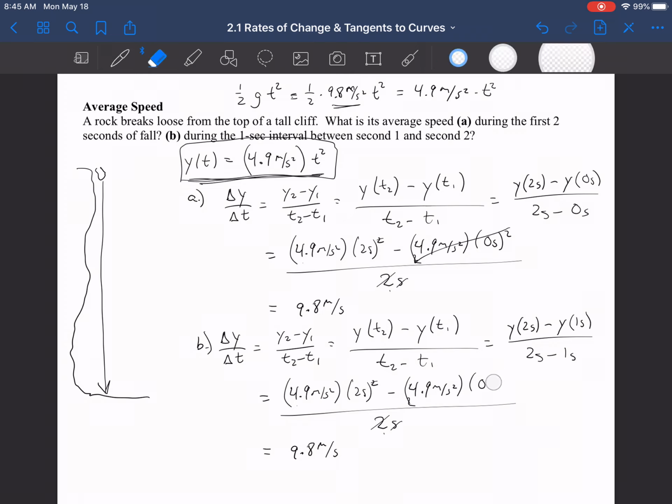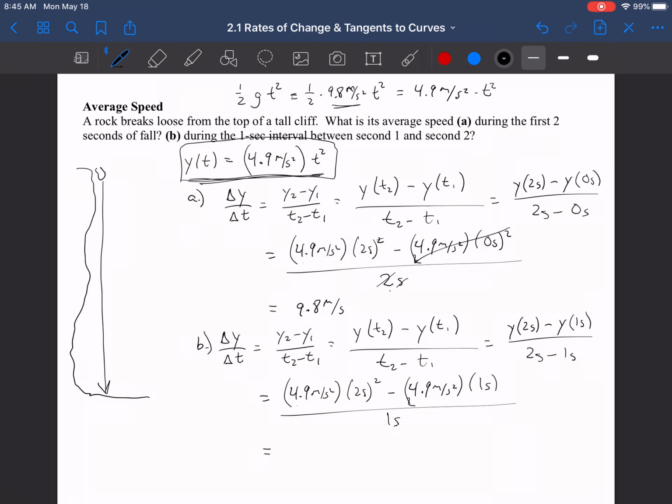This over here is not going to go to 0. It's 1 second. And this down here is 2 minus 1 now. So this is 1 second. And so when we do that, what ultimately ends up happening is we have 4.9 times 2 squared. Okay, so that's 4.9 times 4, that's 19.6.